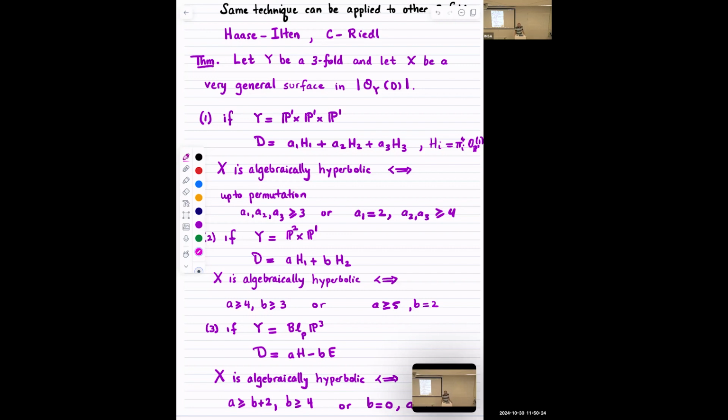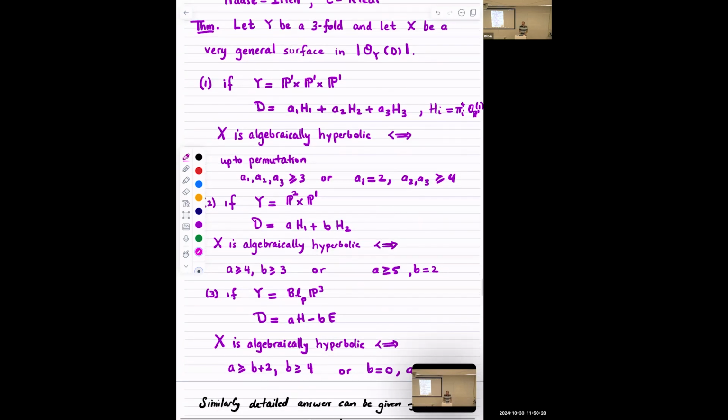Similarly, you can look at P2 cross P1. Here a hypersurface has class A H1 plus B H2, where H1 is the pullback of O(1) from P2, and H2 is the pullback of O(1) from P1. So here you have algebraic hyperbolicity of the very general member of this linear series if and only if A is at least 4 and B is at least 3, or if B is 2, A is at least 5.